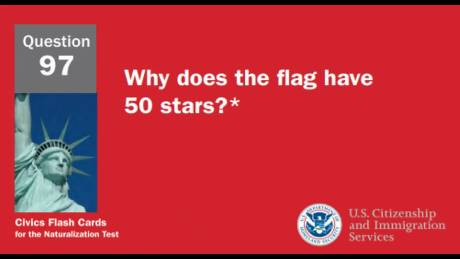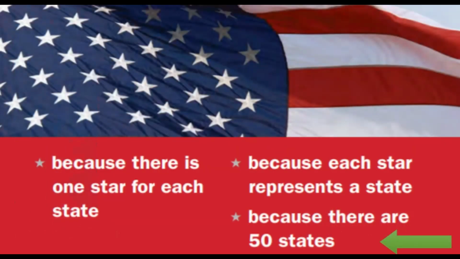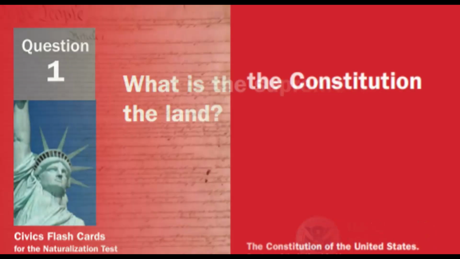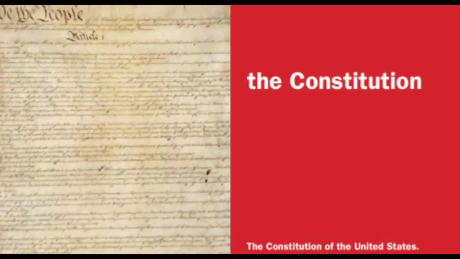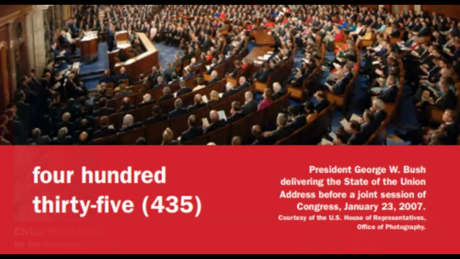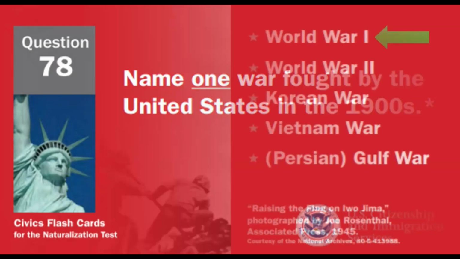Why does the flag have 50 stars? Because there are 50 states. What is the supreme law of the land? The Constitution. The House of Representatives has how many voting members? 435 voting members. Name one war fought by the United States in the 1900s.